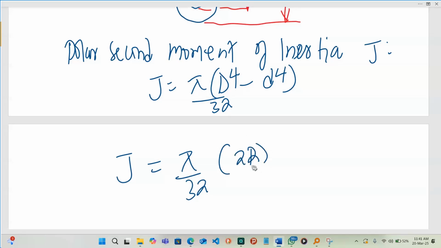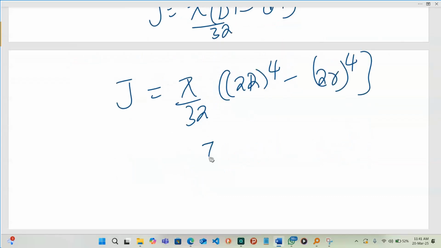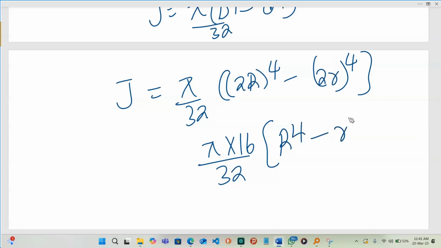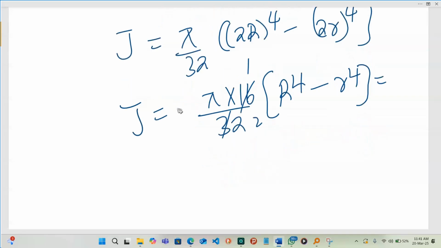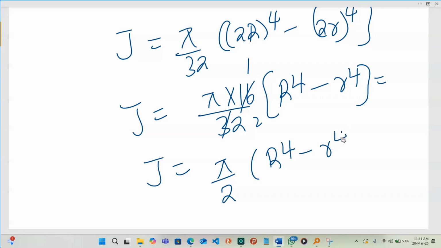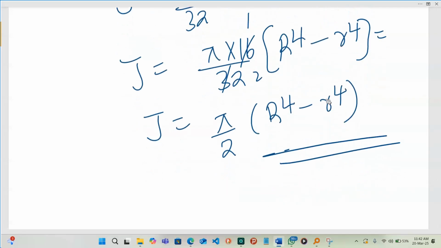If you want to use radius again, then J will be pi out of 32 into 2 capital R to the power 4 minus 2 small r to the power 4. So this becomes pi times 16 out of 32, because 2 to the power 4 becomes 16, into capital R to the power 4 minus small r to the power 4. So J becomes pi out of 2 into capital R to the power 4 minus small r to the power 4. So we're going to look at an example.